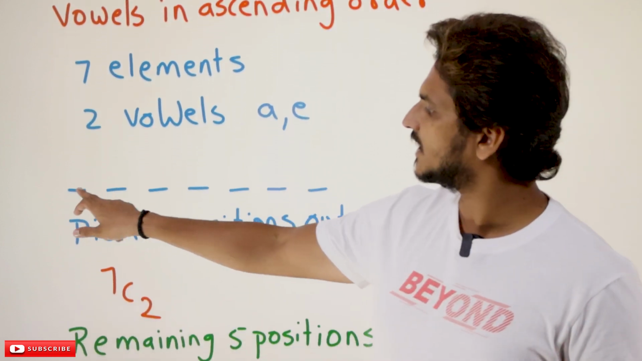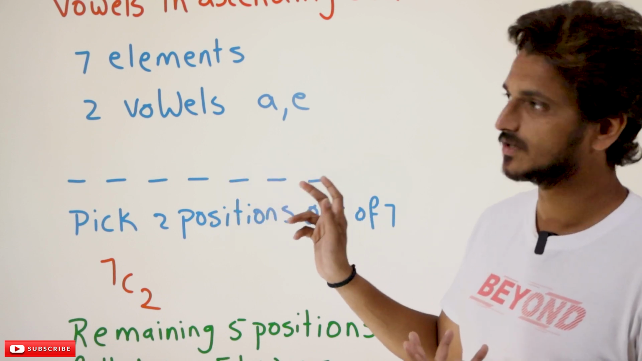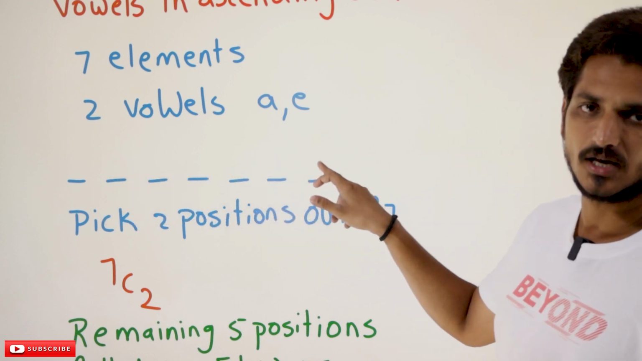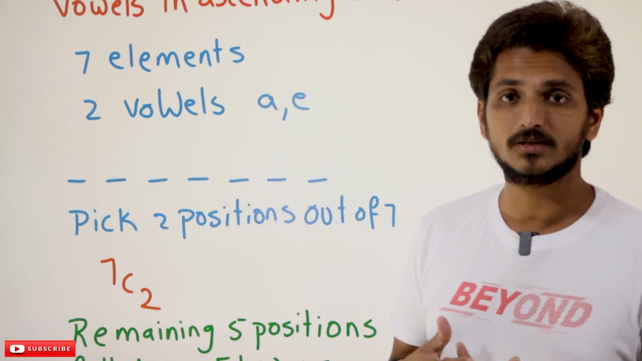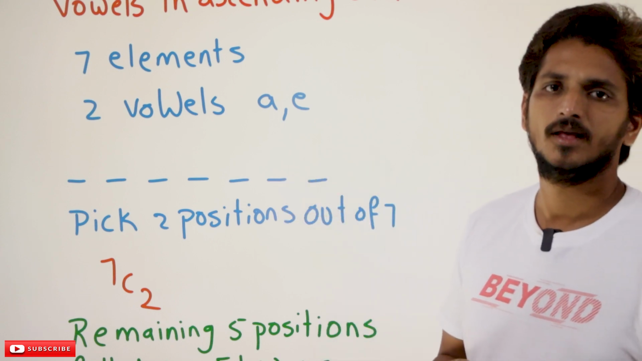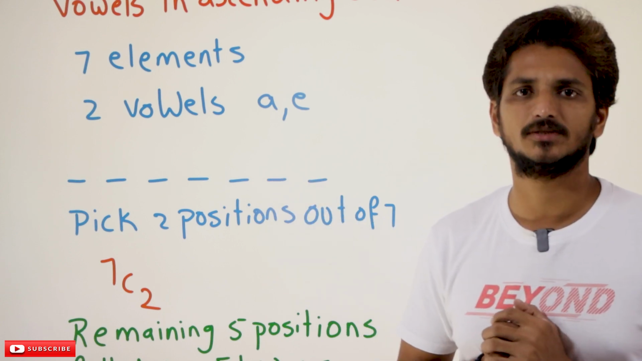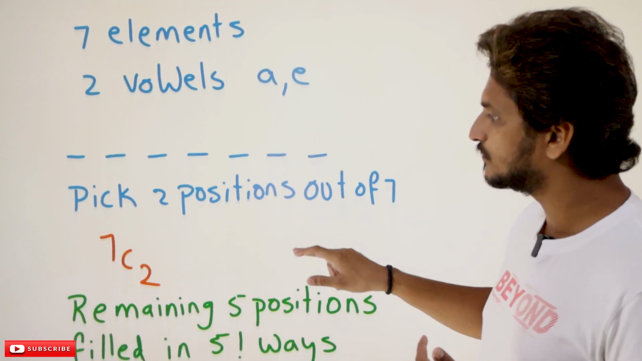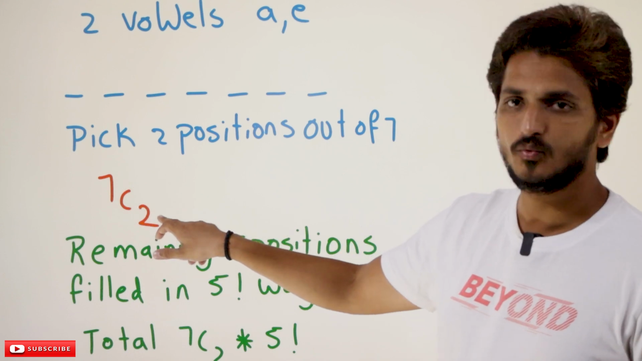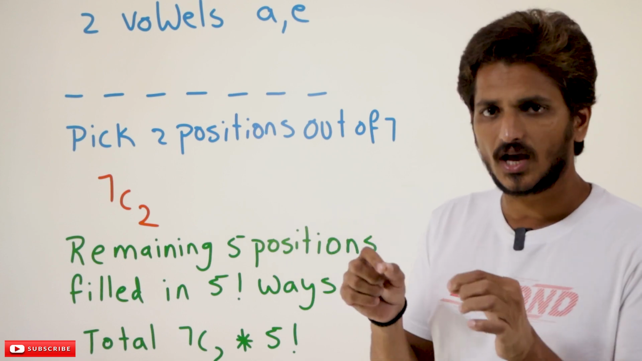Means you can place A here, you can place E here. It's okay, in between you can have elements. You can place A here, E here. Any way you can place, but you have to check the arrangement: A comes first, after that E. So total 7 positions are there. From this we need to pick 2 positions. How many ways can you select 2 positions out of 7? 7C2 ways. In these 2 positions, fix the A and E.